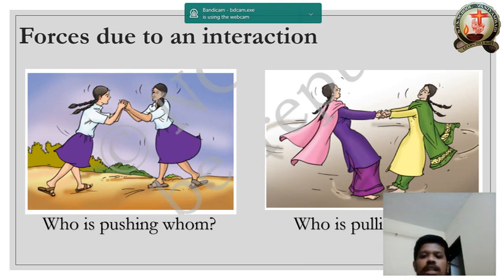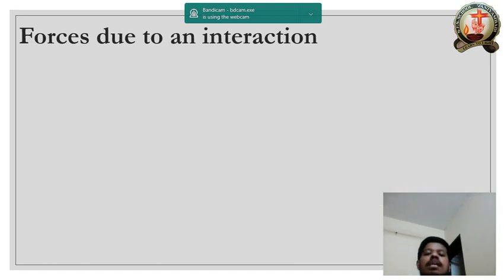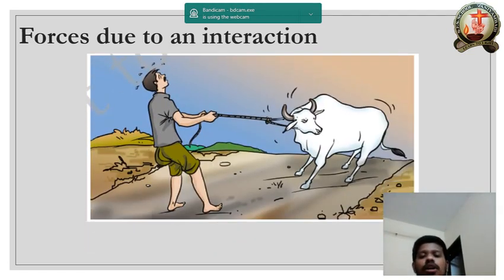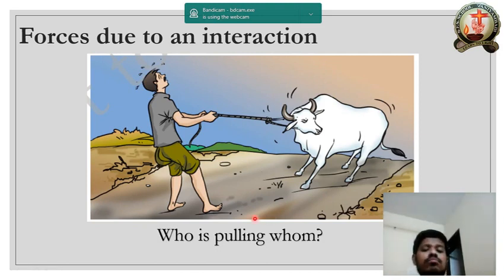Okay, I'll give another instance similar to this example. So what do you see in this? This farmer, or any man, is trying to pull a cow. Now, can you determine who is pulling whom?